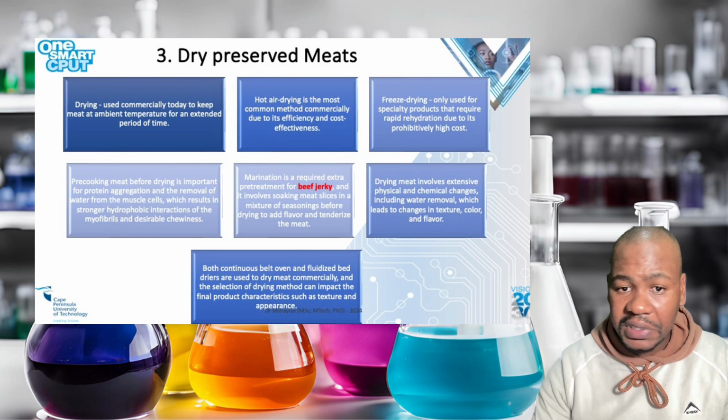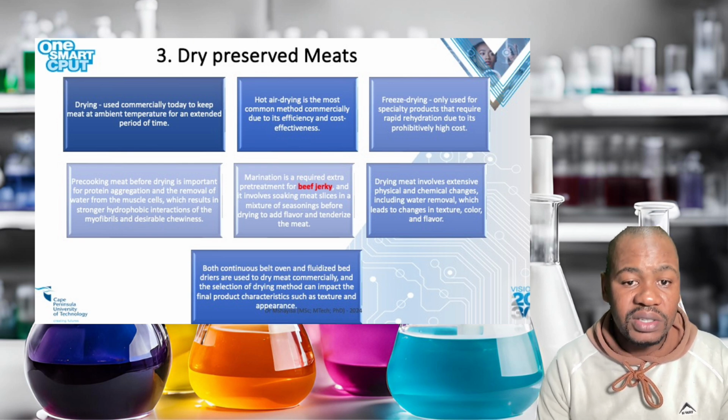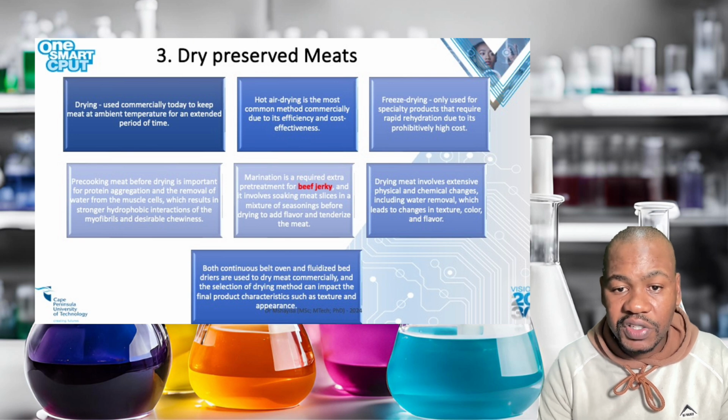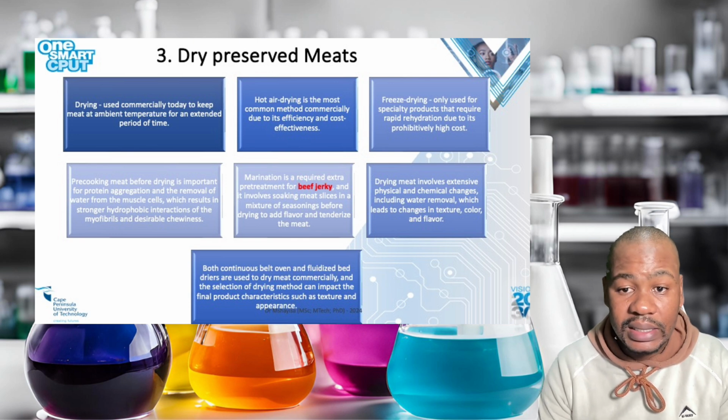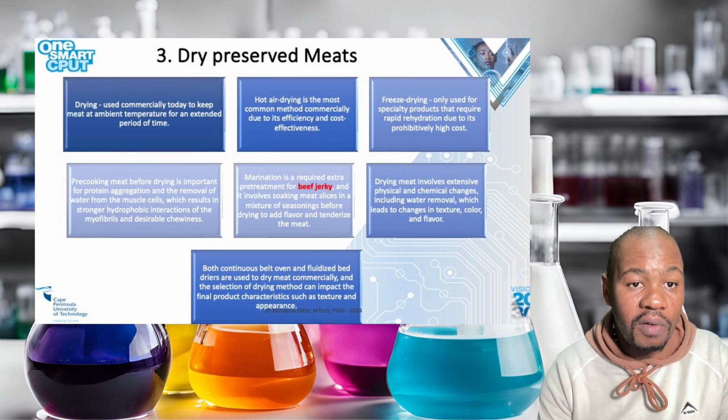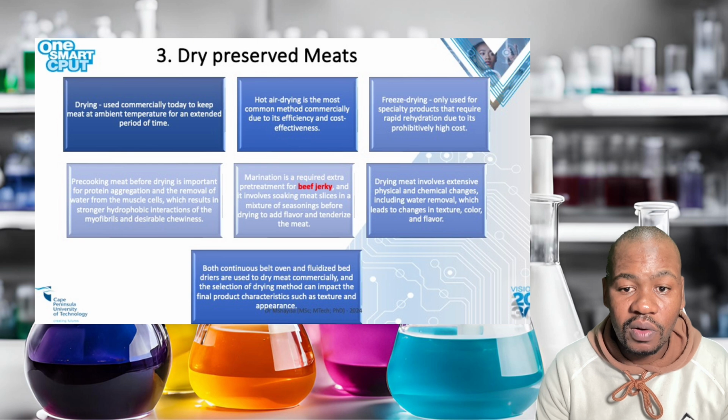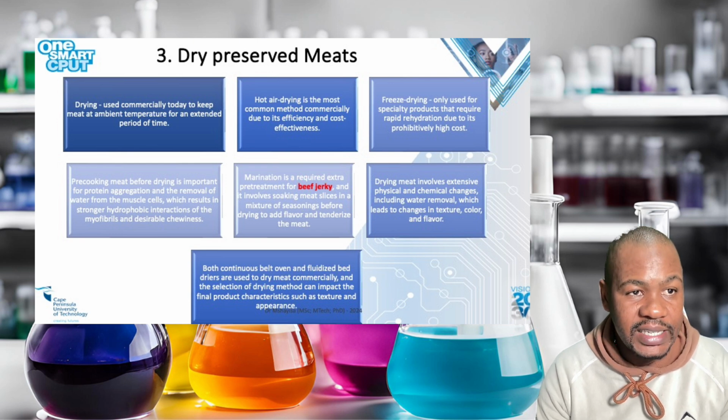Marination is sometimes required as an extra pre-treatment for products such as beef jerky and biltong, and it involves soaking meat slices in a mixture of seasonings before drying to add flavor and tenderize the meat. When we look at drying as a unit operation, the drying of meat involves extensive physical and chemical changes, of course, which includes the removal of water, which leads to changes in the texture, the color, and the flavor of these food products which are dried in this way.